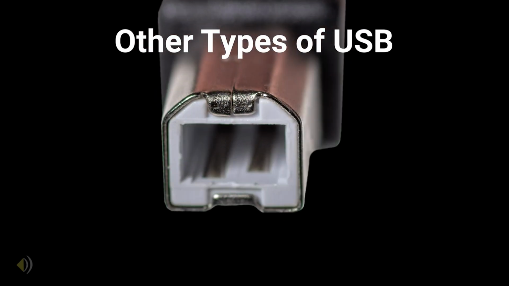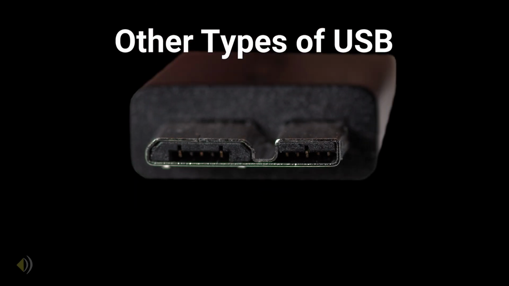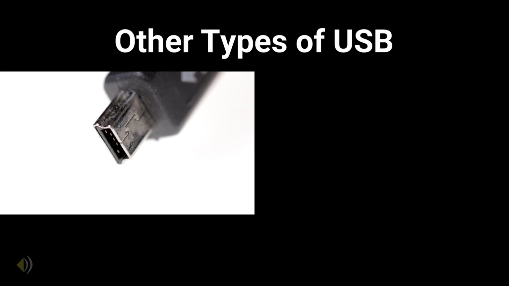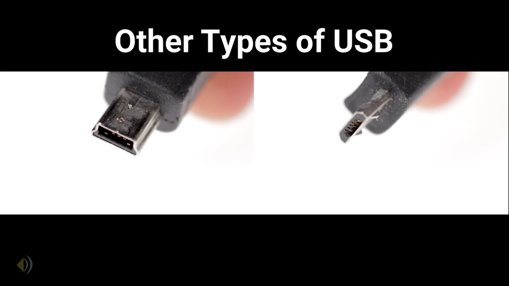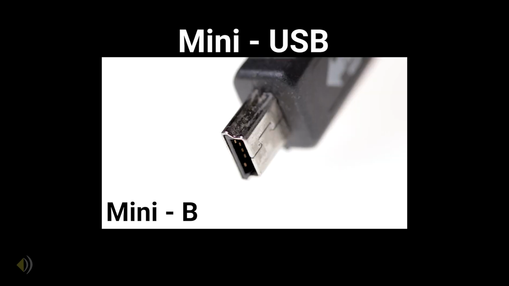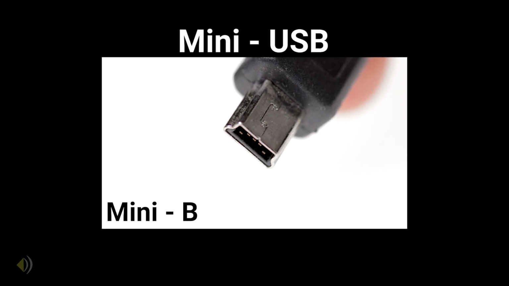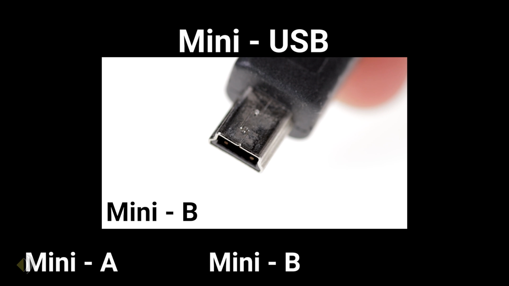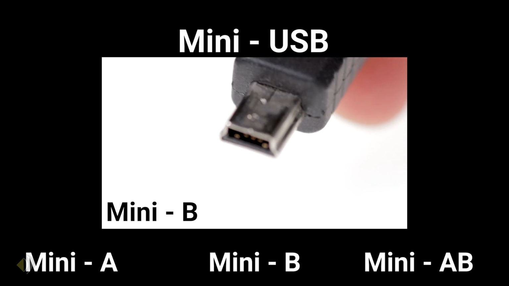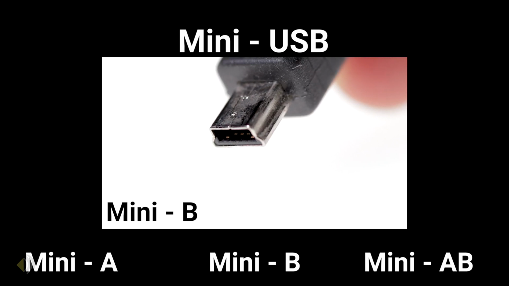Even with USB-C, three other types of USB still linger on. Those being mini-USB, micro-USB, and micro-USB SuperSpeed. Mini-USB has three variant forms, mini-A, mini-B, and mini-AB. All of these only support up to the USB 2 revised standard.